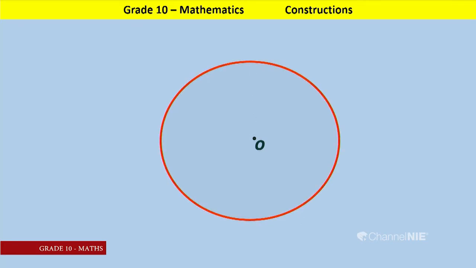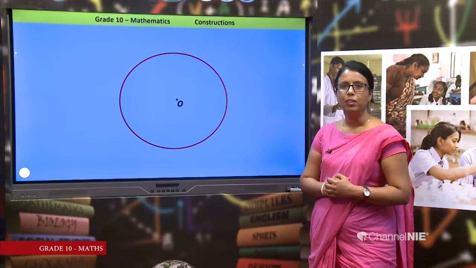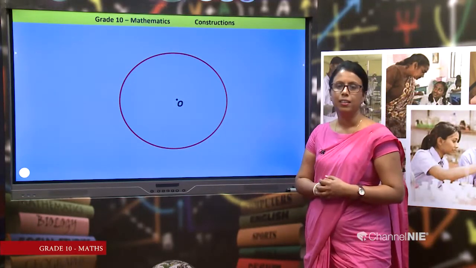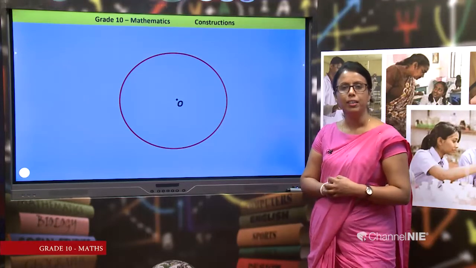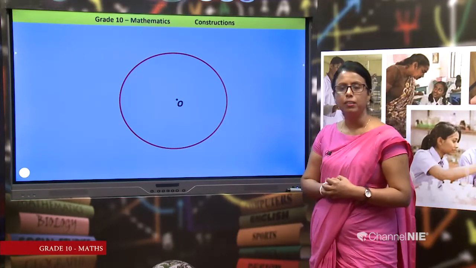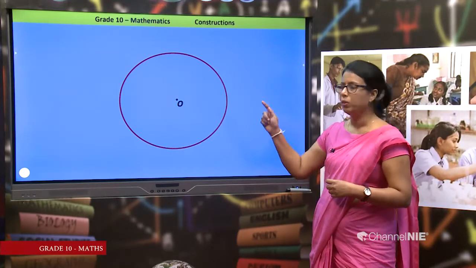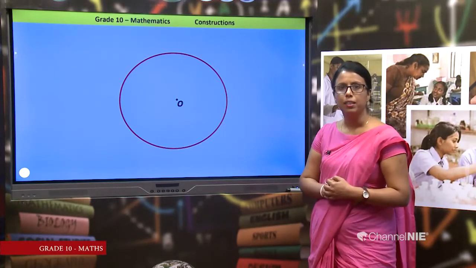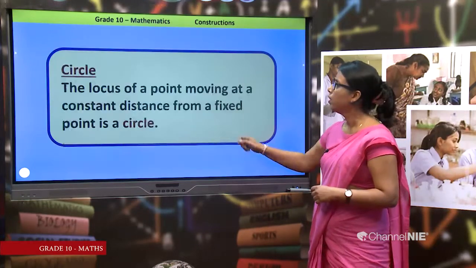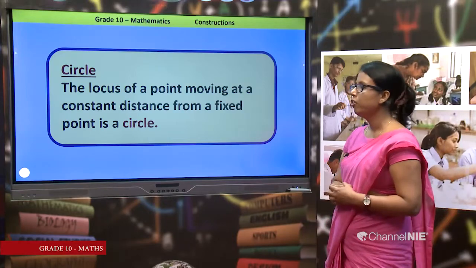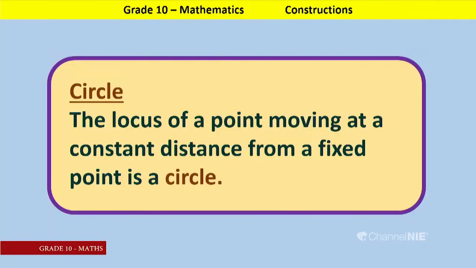Locus of a point moving at a constant distance from a fixed point. So, what is this, children? This is a circle. The fixed point is the center. This constant distance is the radius. So, the path of the moving point, that locus, we call a circle. The locus of a point moving at a constant distance from a fixed point is a circle.